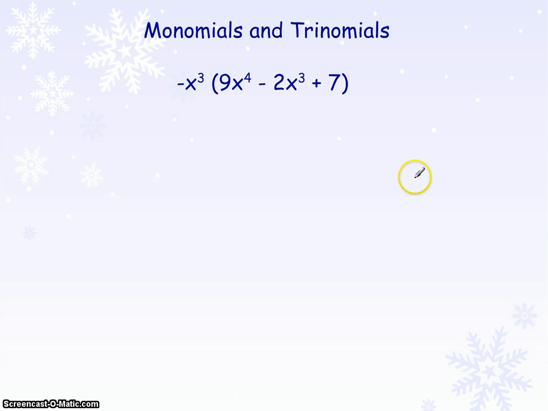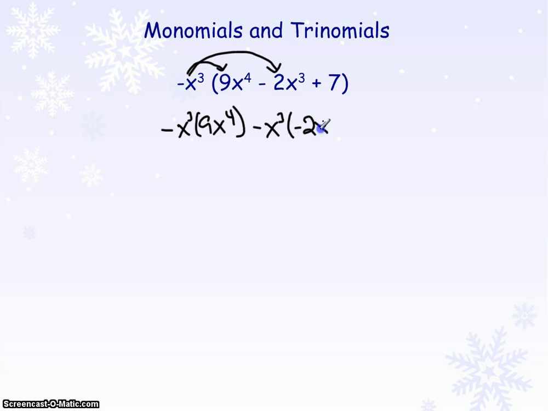Okay, when multiplying by a trinomial, it's really the same exact process. It's just one more piece that keeps getting added to it. So we're going to go negative x to the third times 9x to the fourth. Then negative x to the third times the second term. Negative x, I forgot my third, times negative 2x to the third. Then multiply that negative x to the third times the 7. So negative x to the third times 7.